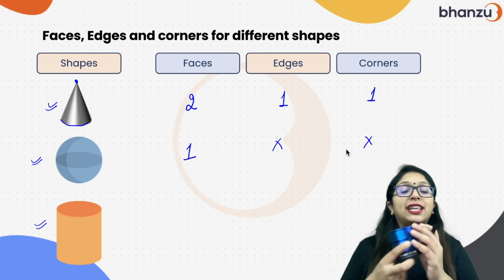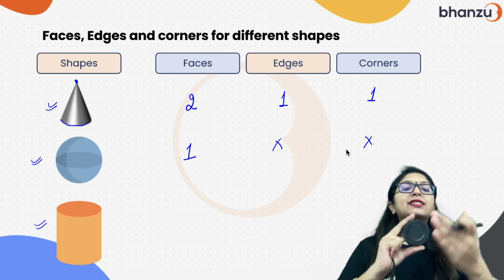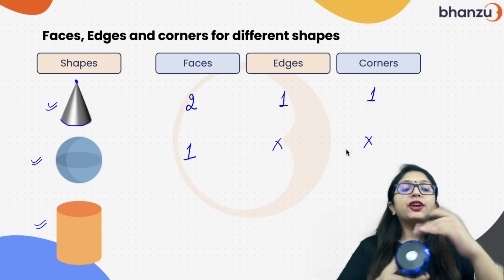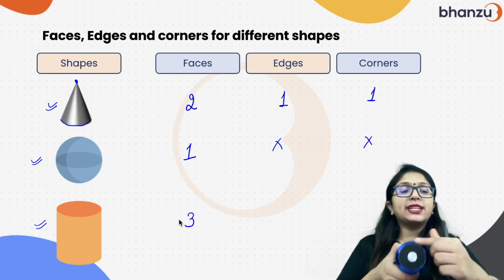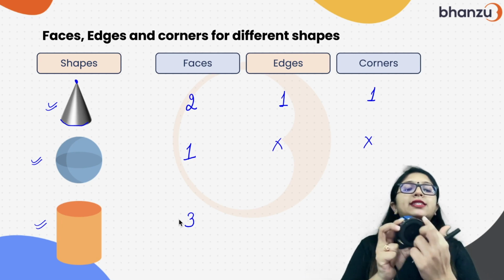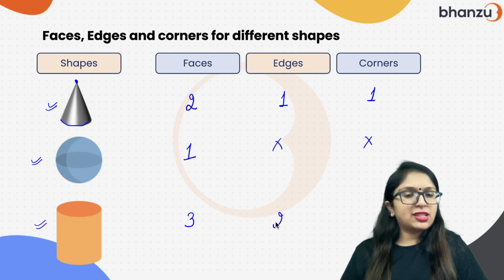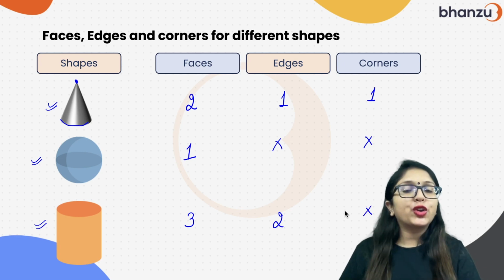Let's talk about this cylinder. Now if you see the cylinder, this is the curved face, this is the flat face, this is the flat face. So there are three faces, curved, flat and flat. Now we will talk about the edges. So this is one edge, this is another edge. So there are only two edges and there is no corner in the cylinder shape. Is that clear to you?